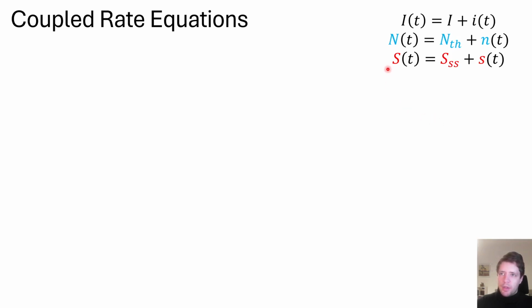So we're going to assume that the steady state number of photons inside the cavity has some additional small variation s sitting on top of it. And then the same thing for the number of charges with the threshold here, and then some variation on top. And the same thing for the current.